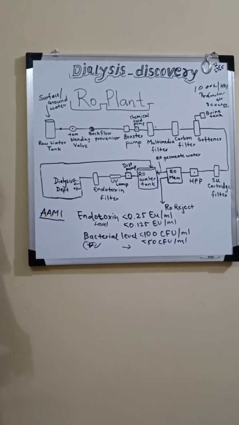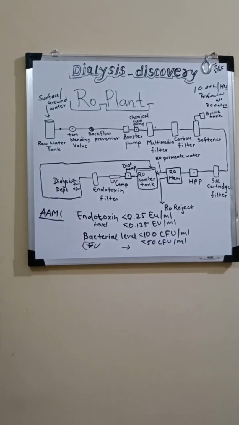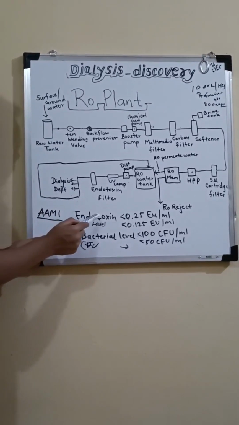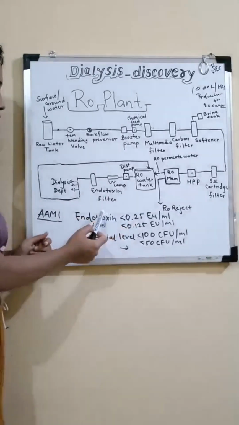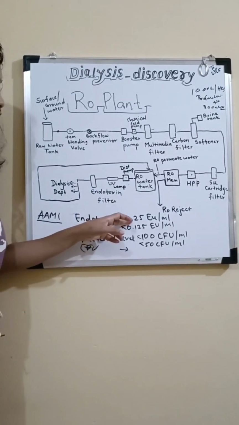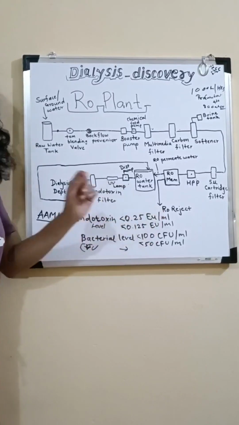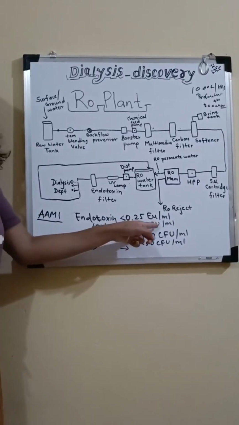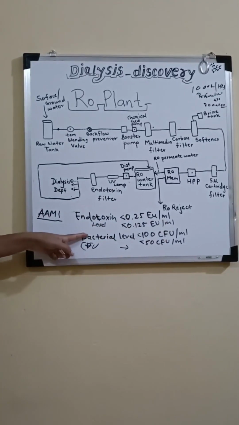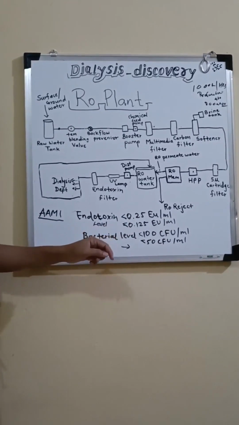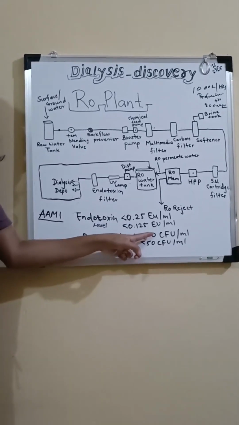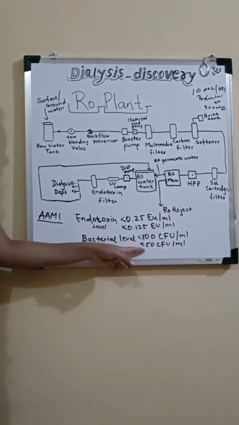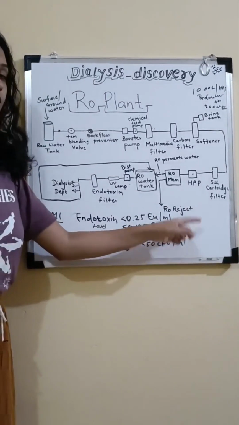And now we will see the AAMI guidelines for RO water, that is, the endotoxin level and bacterial level. What is the maximum allowable level of endotoxin? That is less than 0.25 EU per ml. And what is the action level? That is less than 0.125 EU per ml. For the bacterial or CFU level, it should be less than 100 CFU per ml, that is the maximum allowable level, and less than 50 CFU per ml, that is the action level.